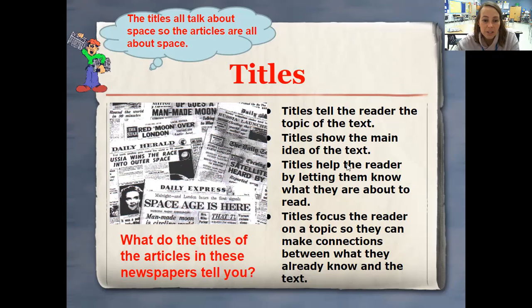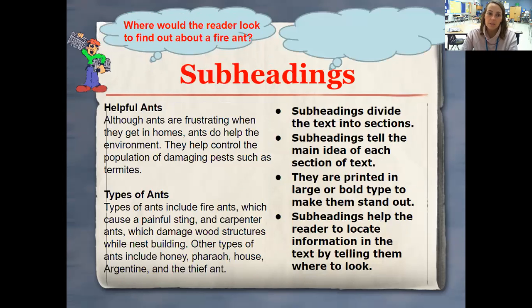And here are some examples of titles of some newspapers. Space Age is here. Russia wins the race into outer space. Red Moon over London. Those are all titles. So if you're reading and you see the title, that tells you what that text is mostly about.